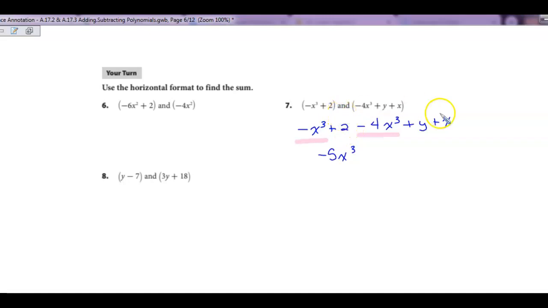Because this has 0 and these have 1s, I'm going to go ahead and move these two down. And I'm going to put the x first just because I like them in alphabetical order. It's the only reason, because they both have the degree of 1. And now I'm bringing down my constant. And there it is in standard form.